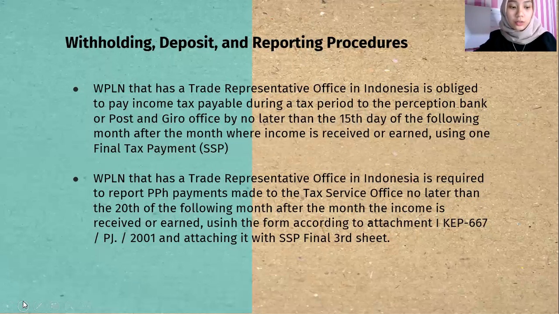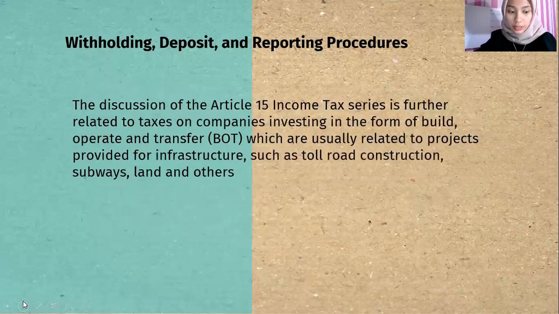The discussion of the Article 15 income tax series is further related to tax on companies investing in the form of build, operate and transfer, or BOT, which are usually related to projects provided for infrastructure such as toll road construction, subways, land, and others.